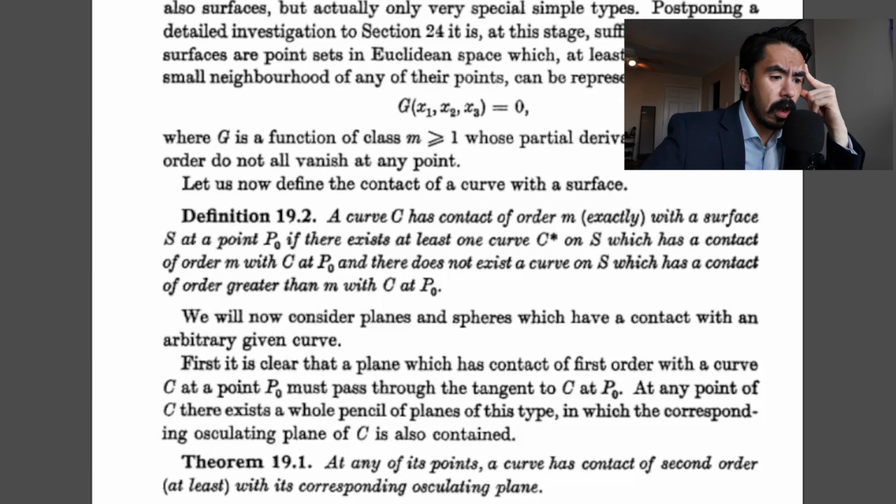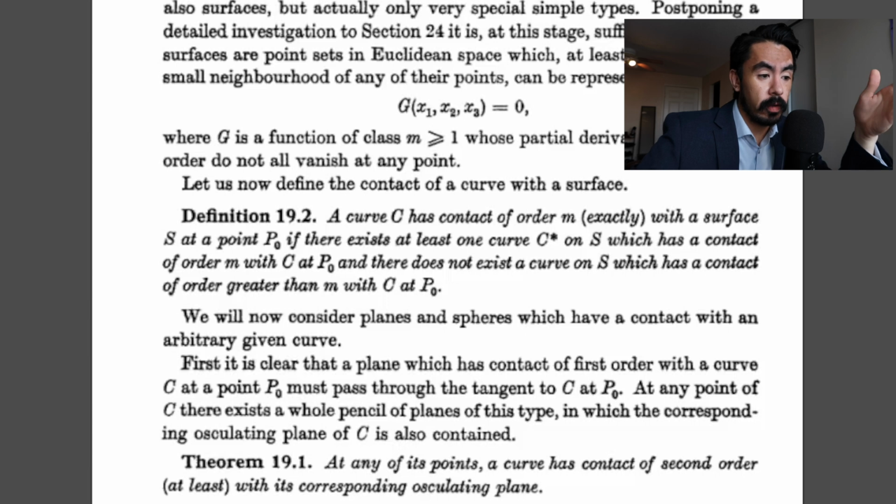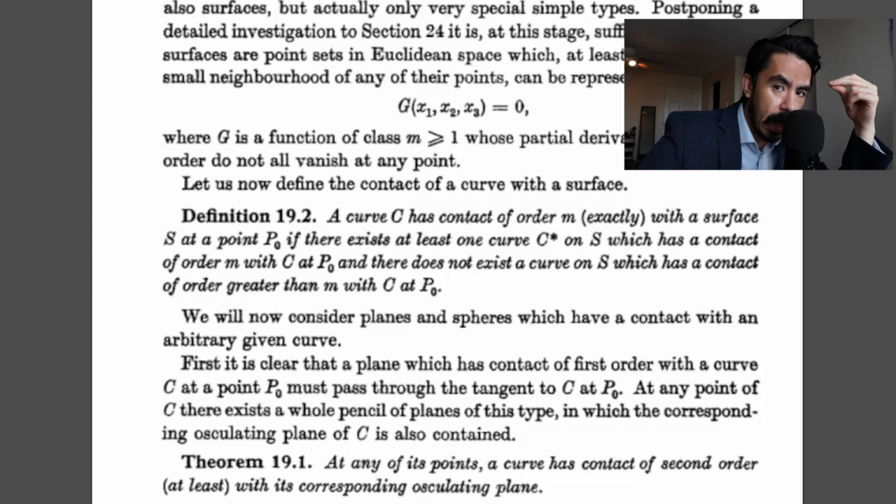Let us now define the contact of a curve with one of these special simple surfaces. Definition 19.2. A curve C has contact of order M exactly with a surface S at a point P naught if there exists at least one curve C star on S, the surface, which has a contact of order M with C at P naught, and there does not exist a curve on S which has a contact of order greater than M with C at P naught.